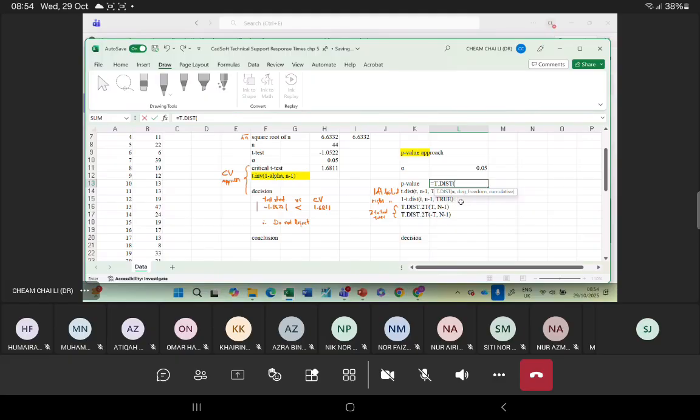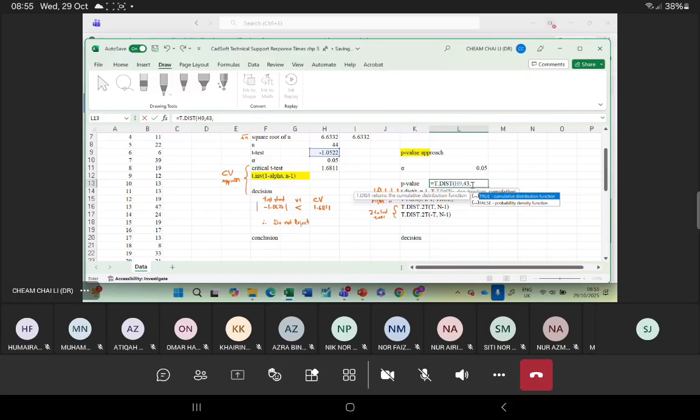So your t value is this one. So you just click dekat sini. Your t value, you click this t, right? Yeah. And then comma, degree of freedom. So n minus 1, masih lagi 43. And then you're gonna type true, right?